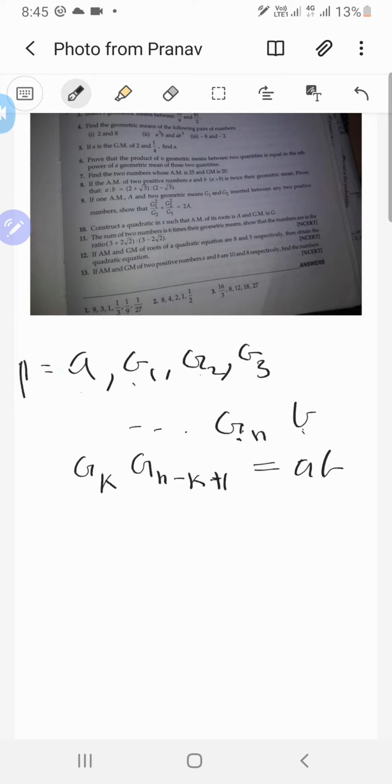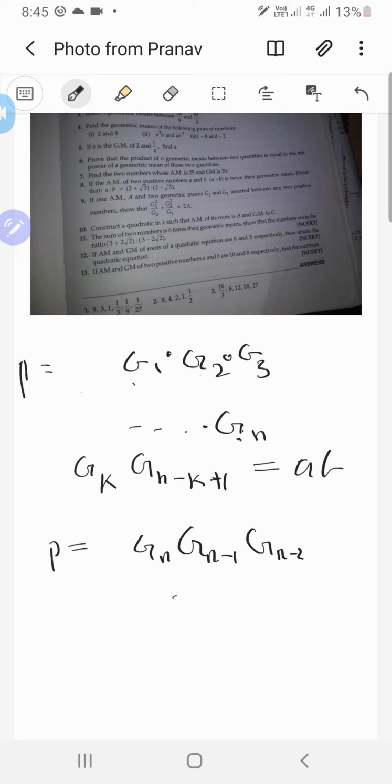Okay, let's call this p. So I can also write p as, we don't want these over there. So this is a multiplication. So I can also write p as gn minus 1 into gn minus 2, and it keeps on going till g1.